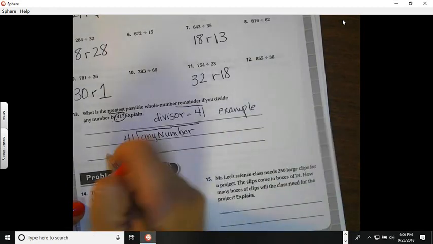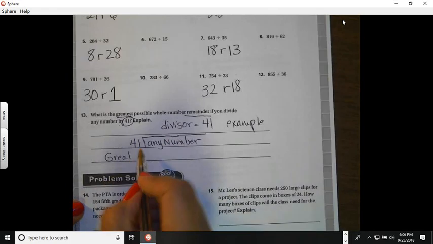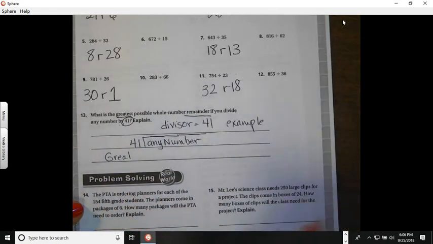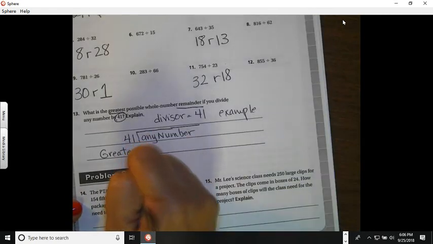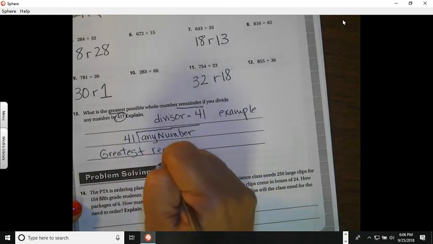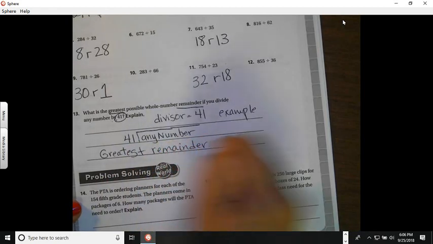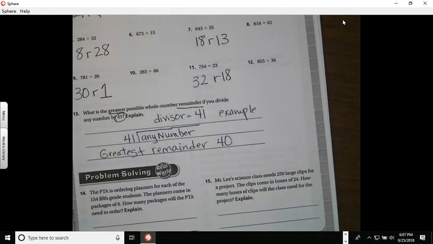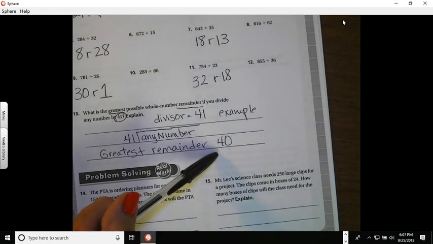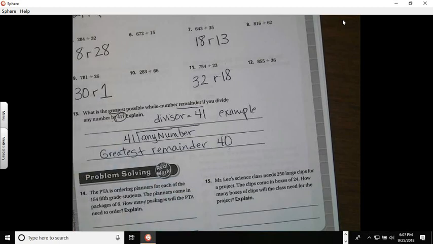The greatest remainder, remember, it has to be less than 41. So the greatest remainder is going to be 40. Is 40 less than 41? Yeah, so that's going to be the greatest remainder, because any whole number greater than 40 would be able to be divided evenly again by 41. You can't do anything. You're done. Okay? All right, let's look at number 15.